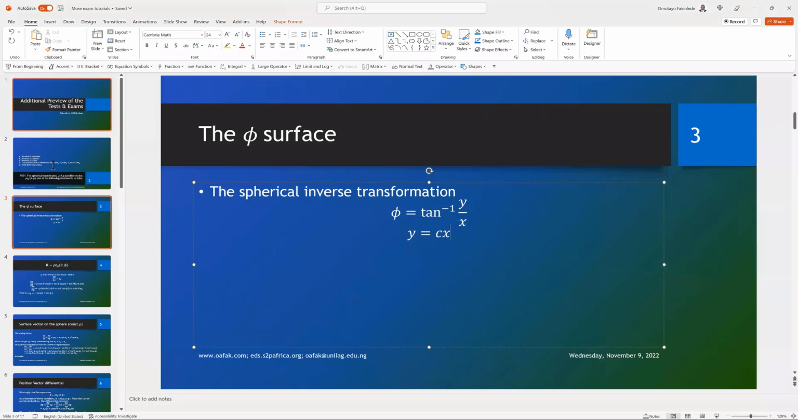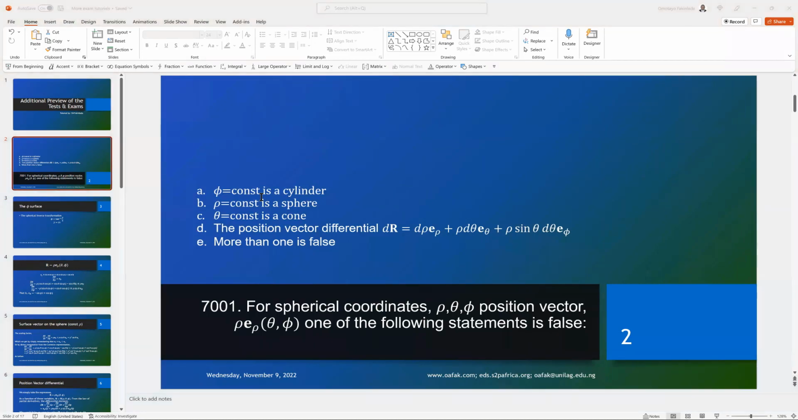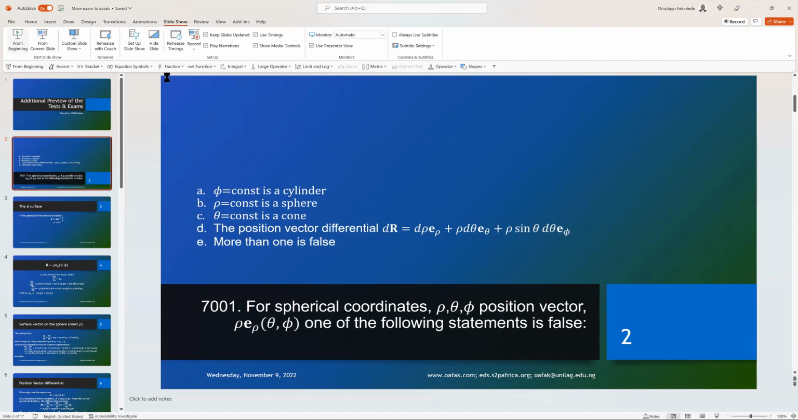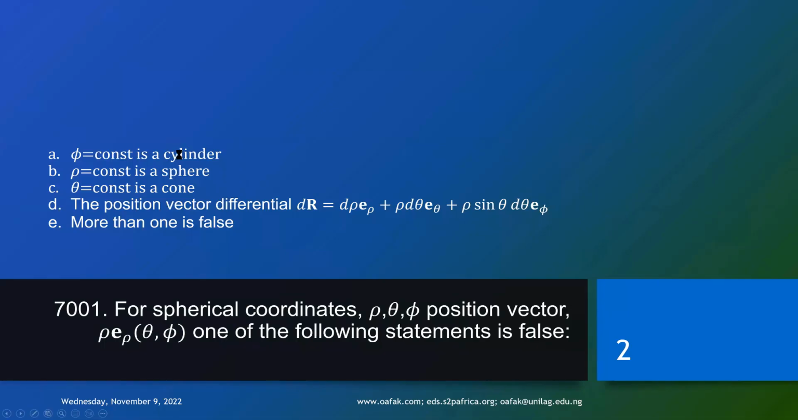So the correct answer, for that not to be an error, is that phi is constant is a plane. You could also see this by going to look in our previous work. If you look at the spherical coordinate diagrams, you will remember that phi is equal to constant is a plane. So in the spherical coordinates, you have a plane, a sphere, and a cone. So phi is constant, it's not a cylinder, it's not a cone, it is a plane.